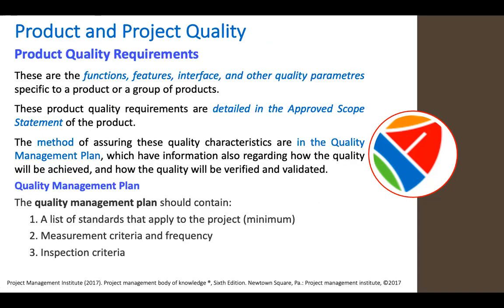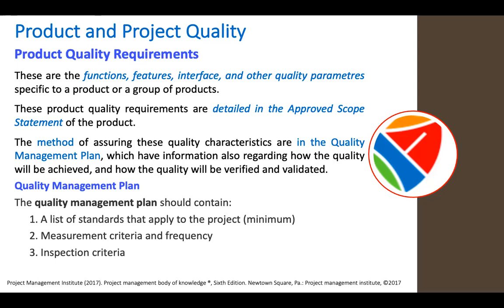All right. So product quality requirement, basically what is the requirement? What is asked? Do that. Okay? That's the primary need. And then we have to work on the quality management plan. That is the list of standards that we are going to follow, right? The minimum standards that we are going to follow. The measurement criteria and frequency and inspection criteria.